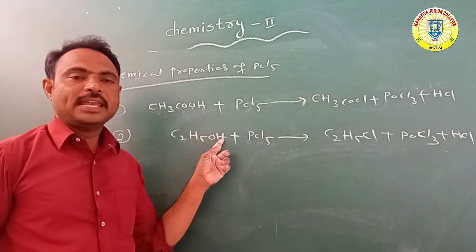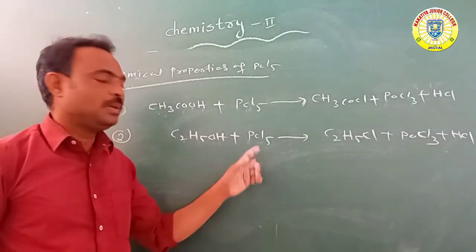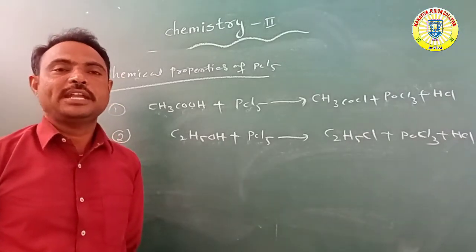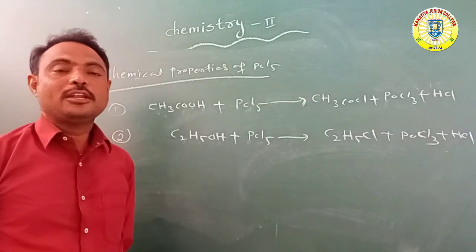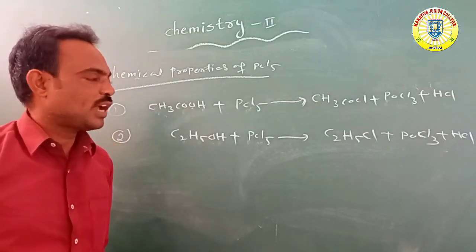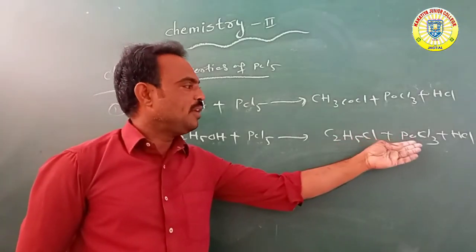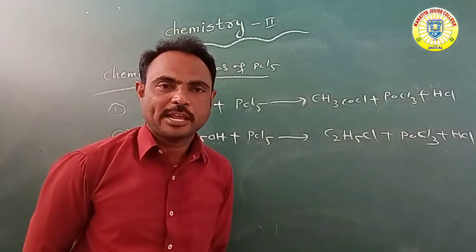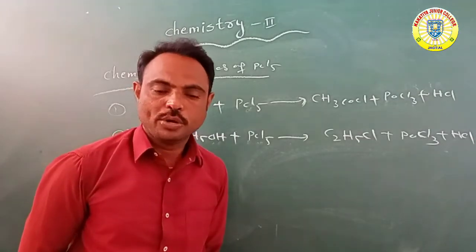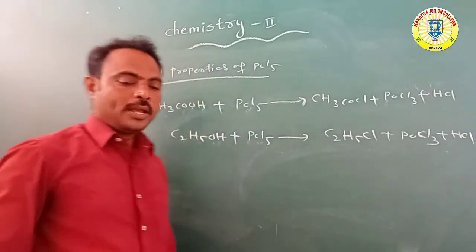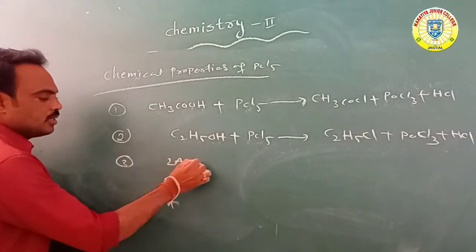So this ethyl alcohol reacts with PCl5, phosphorus pentachloride, to form ethyl chloride, C2H5Cl, and POCl3, phosphorus oxy trichloride, and HCl, hydrochloric acid. Overall, the third one reacts with silver metal.